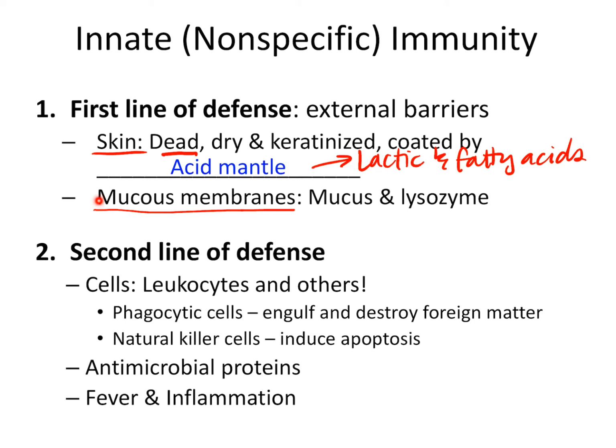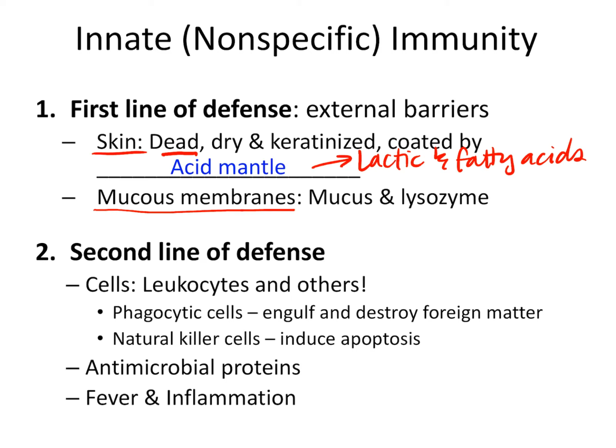Now, our mucous membranes, if you recall, are going to constantly secrete mucus, which is this sticky secretion, and essentially pathogens will get trapped in that mucus and get swept away by the beating cilia, for example, in the respiratory tract. There's also going to be lysozyme in the secretions on the top of the mucous membranes, and that's essentially an enzyme that can destroy bacteria by dissolving their cell wall.